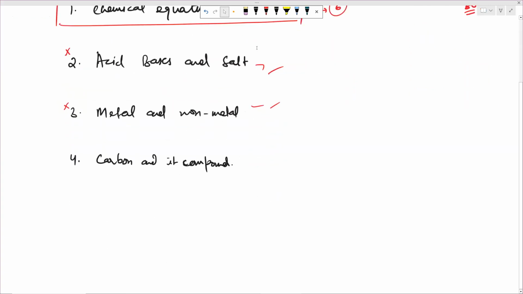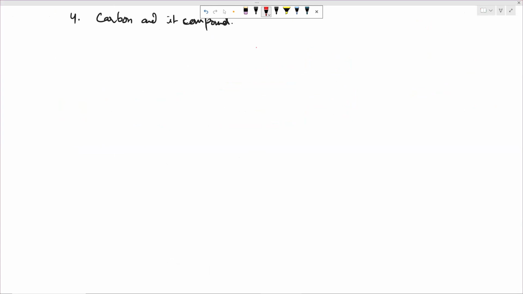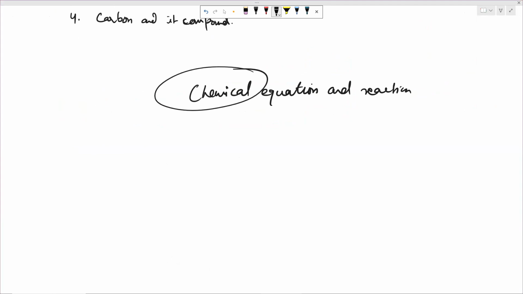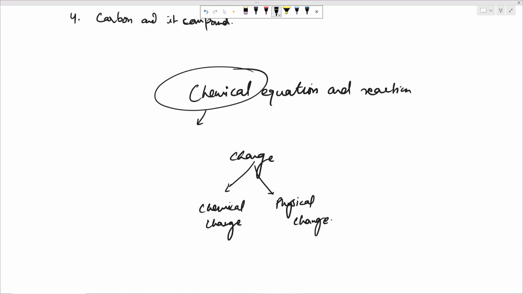Okay, so let's start. First of all, in chemical equations and reactions, the first word that comes is chemical. What do you mean by the word chemical? There are 2 types of change that we generally have when a change is going to take place. One is the chemical change. You are very much familiar. And the second one is physical change. Okay, are you getting this one?